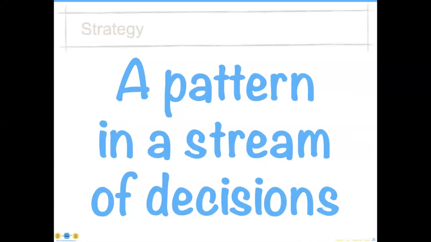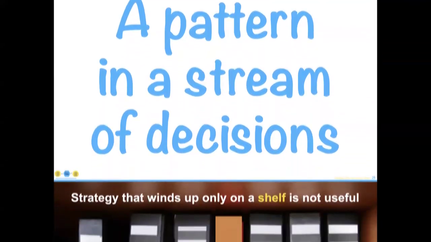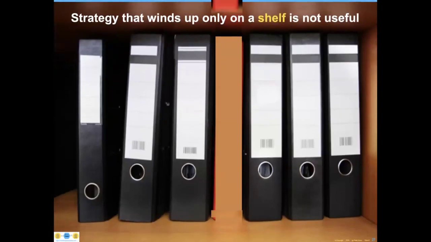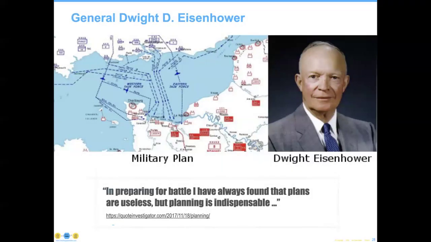A pattern in a stream of decisions. Also, these strategic decisions guide work group activities. One of the things that provides work group cohesion is being focused all on the common goal. And so a strategy that winds up on a shelf is simply not useful, or typically unused. This is not a new thing that I'm observing to you.